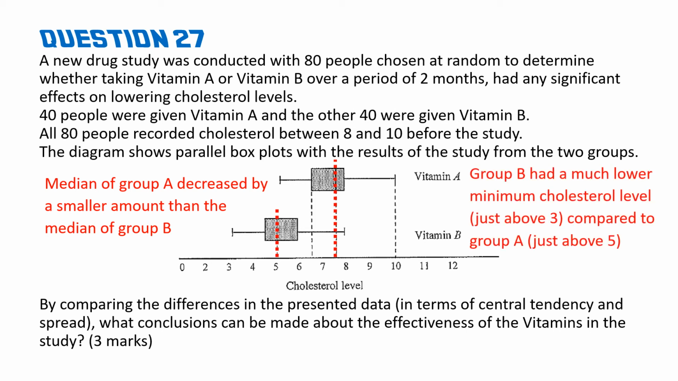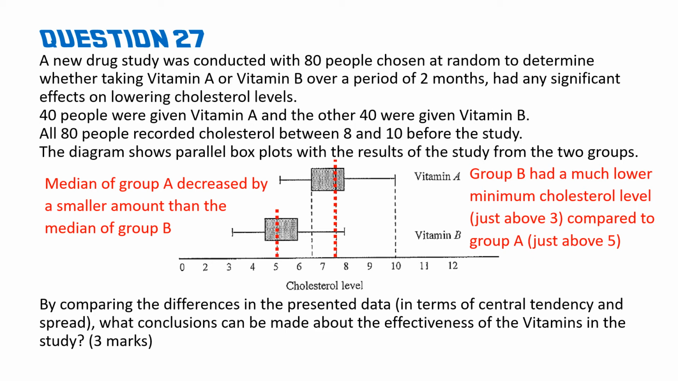Another thing that we can say is that Group B had a much lower minimum cholesterol level, right? Our minimum score for vitamin B was 3, as opposed to our Group A. Vitamin A minimum looks like that's around 5. Right, so Group B has had a greater effect because everyone was between 8 and 10. So let's assume both groups had someone on 8.